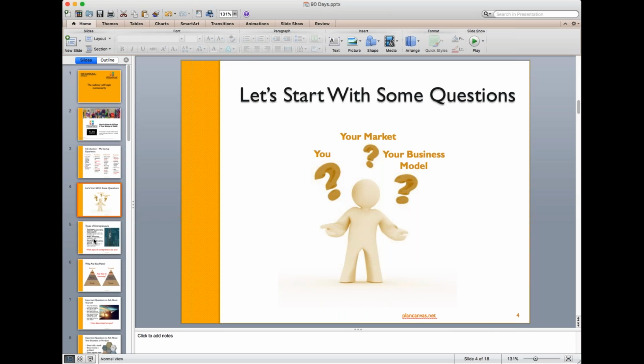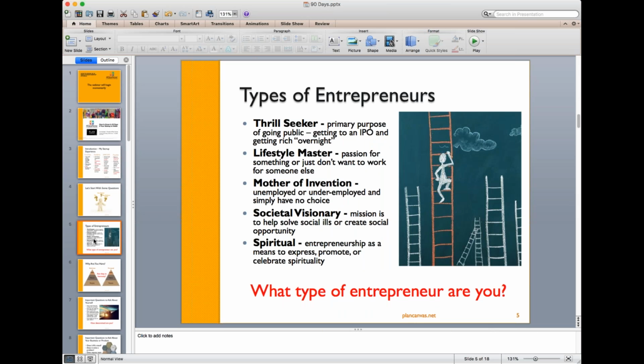So the first question that you want to ask, and I realize some of this is not going to be news to you, but we kind of forget this stuff unless we have it right in front of us. But the first question you're going to want to ask yourself is, what type of entrepreneur are you? Right? There are all kinds of types of entrepreneur, and there's no good, bad, or indifferent type that you can be. But here are some of the most common types of entrepreneur.